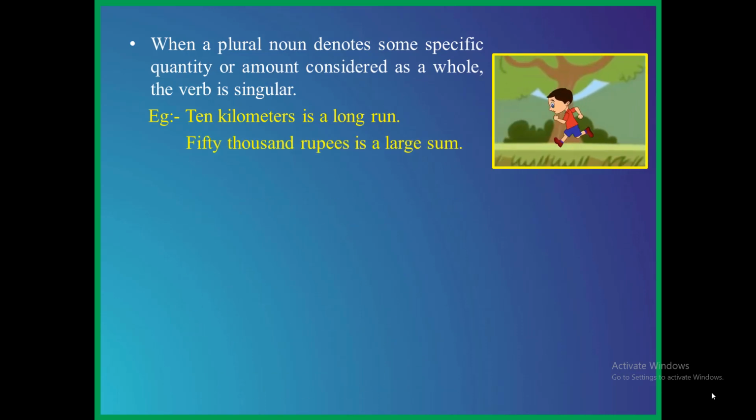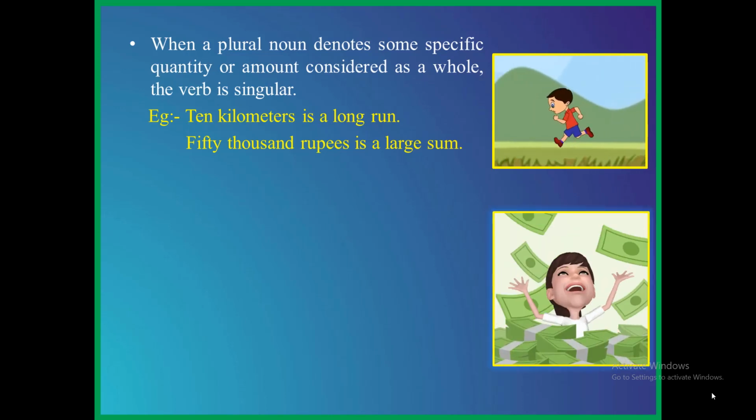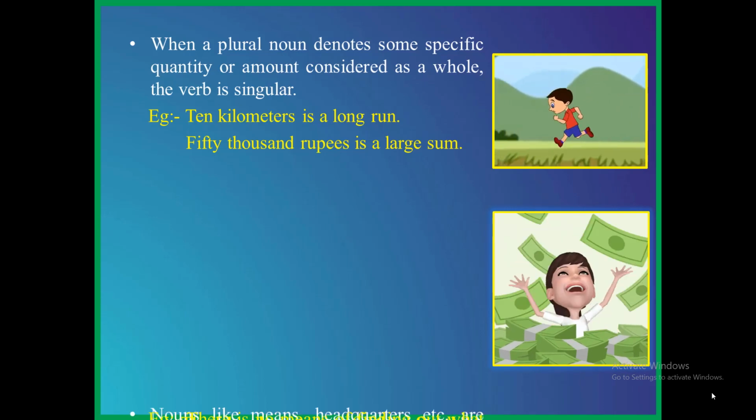And the next example, 50,000 rupees is a large sum. So here the total amount may be large, but still, since it is taken as a single unit, the whole amount has been taken as a single unit. Here we are using the singular verb, yes. And again, a GIF related to that.